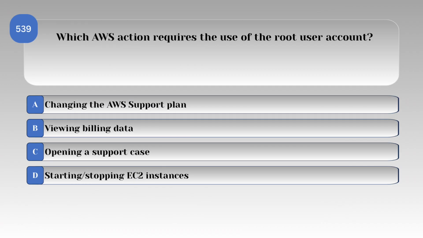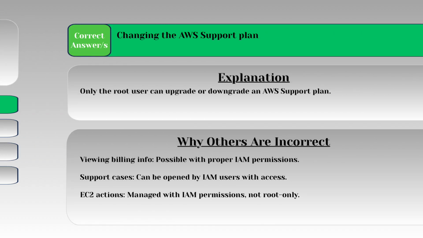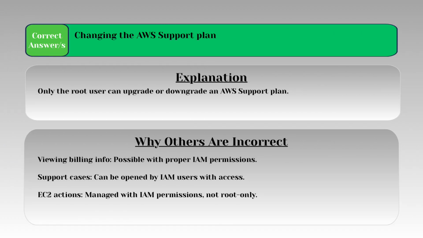Which AWS action requires the use of the root user account? Correct answer, changing the AWS support plan. Explanation. Only the root user can upgrade or downgrade an AWS support plan. Why others are incorrect? Viewing billing info, possible with proper IAM permissions. Support cases, can be opened by IAM users with access. EC2 actions, managed with IAM permissions, not root only.